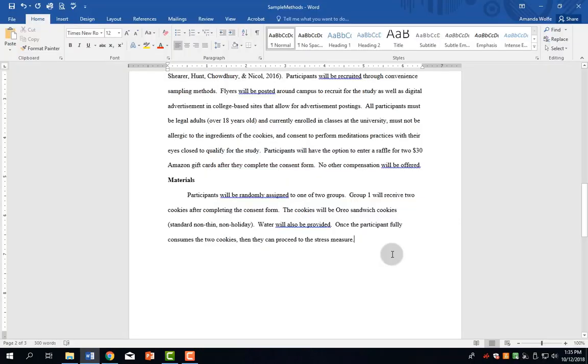So here's my description of Group 1. Participants will be randomly assigned to one of 2 groups. Group 1 will receive 2 cookies after completing the consent form. The cookies will be Oreo sandwich cookies, standard, non-thin, non-holiday. Water will also be provided. Once the participant fully consumes the 2 cookies, then they can proceed to the stress measure.